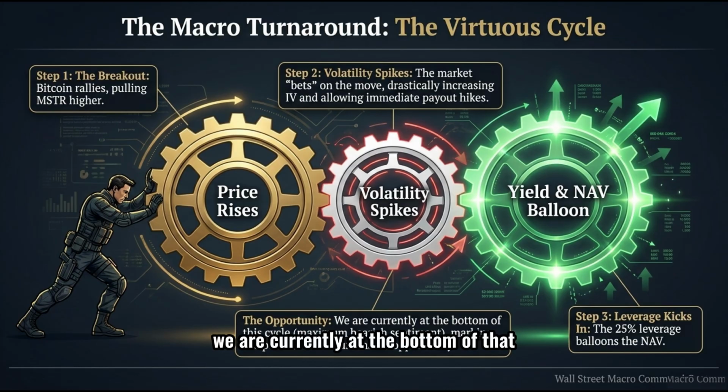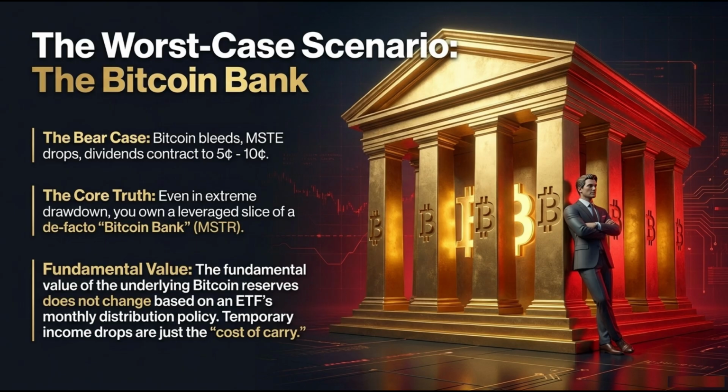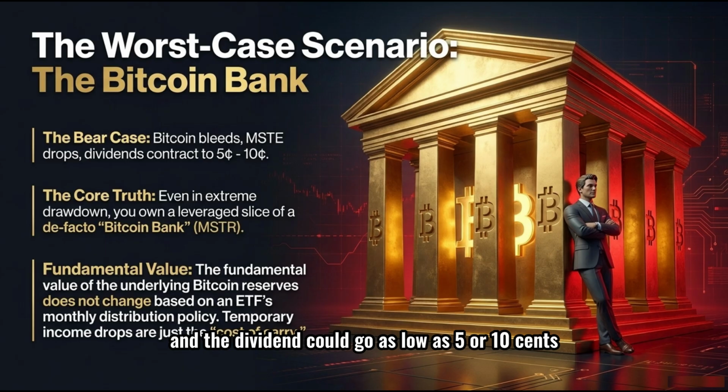This creates a virtuous cycle where the share price rises, the dividend rises, and the yield attracts new investors. We are currently at the bottom of that cycle, where sentiment is at its lowest. In macro investing, this is usually the point of maximum opportunity. Consider the worst case scenario. If Bitcoin continues to bleed, MSTE will continue to drop, and the dividend could go as low as 5 or 10 cents.